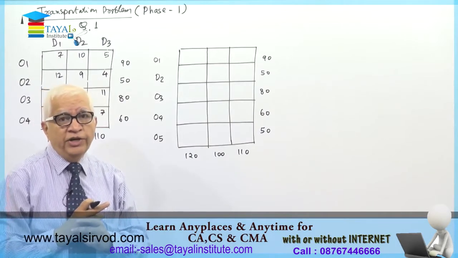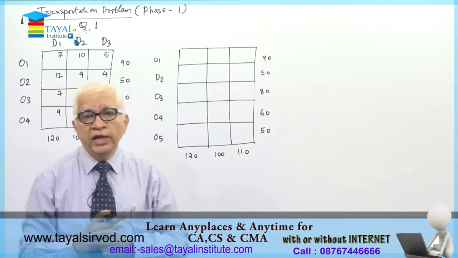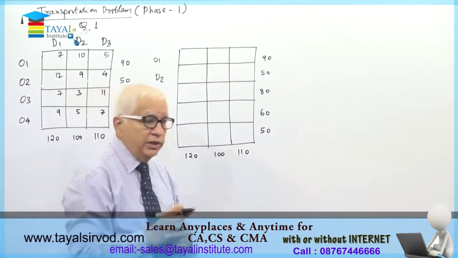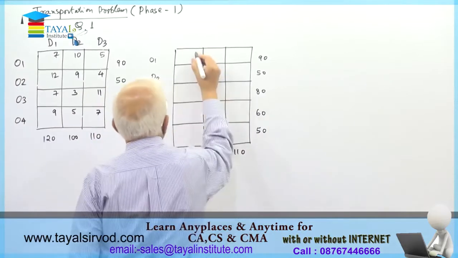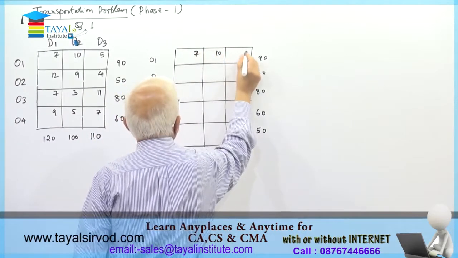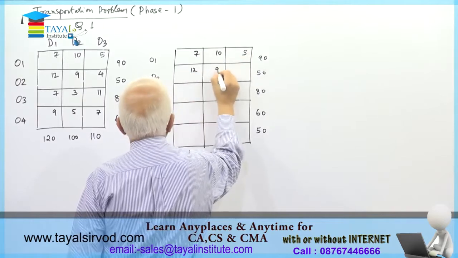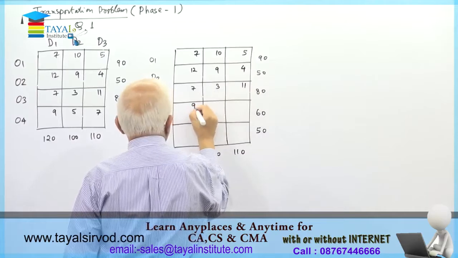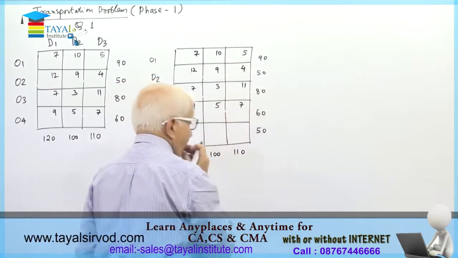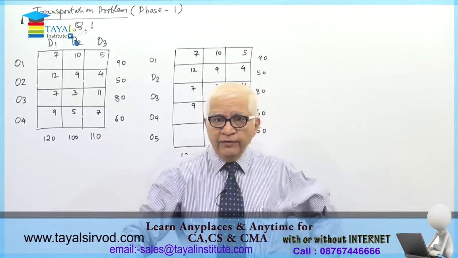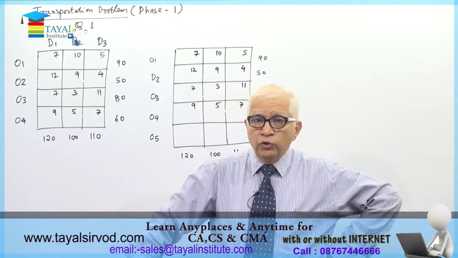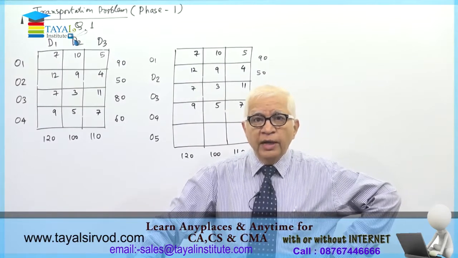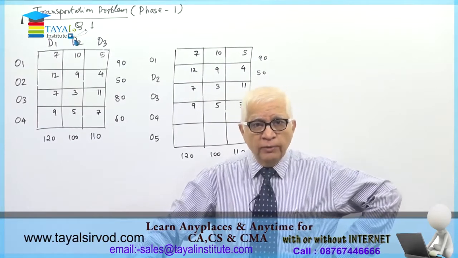In this process, however, I have created an additional row. The original problem, which had a size 4 by 3, has now become a 5 by 3 problem because it has 5 rows and 3 columns. So now I am writing the cost, just copying the numbers from here: 7, 10, 5, 12, 9, 4, 7, 3, 11, 9, 5, 7. Like in the case of the assignment problem, we have here a virtual row, O5, the origin which does not exist. Therefore, when you add a row, or for that matter add a column, it's either a virtual row or a virtual column as the case may be.